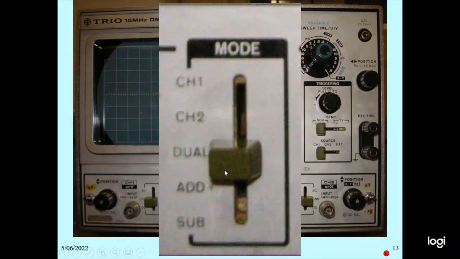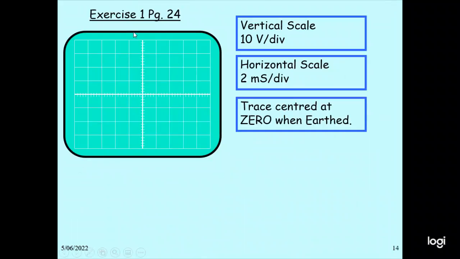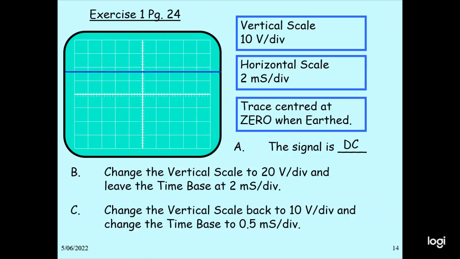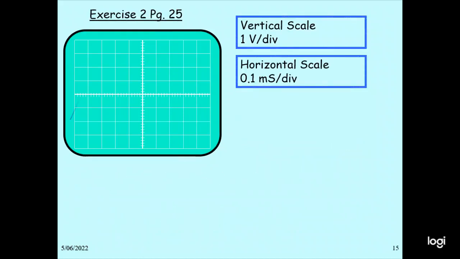So in this case, the vertical scale is 10 volts per division, horizontally 2 milliseconds per division, with the trace centered at the zero point. So this is the connection. Secondly, with DC, change the vertical scale to 2 volts per division and leave the time base at 2 milliseconds per division. So that will be the answer, it happens like this. And this is the vertical scale 1 volt per division, horizontal scale 0.1 millisecond per division.